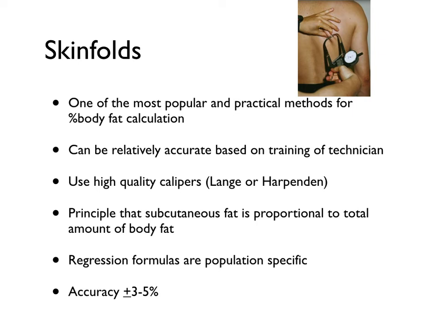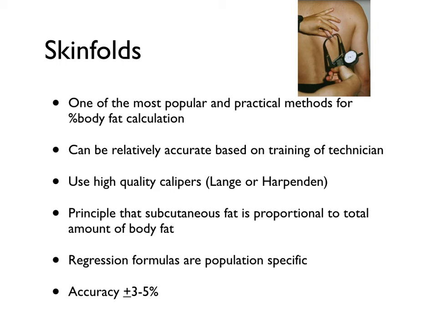And then skin folds is an easy test. It's based on underwater weighing. BIA is also based on underwater weighing. It's one of the most popular and practical methods. It's easy to use. The problem is it takes some skill for the tester, and it's going to be variable based on the tester's ability, but also the skin folds that are used. So you should use good quality calipers like a Lange or a Harpenden caliper.